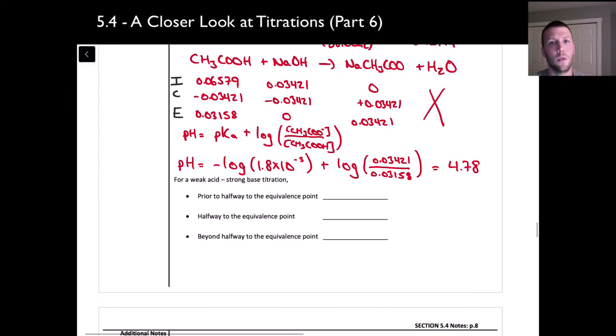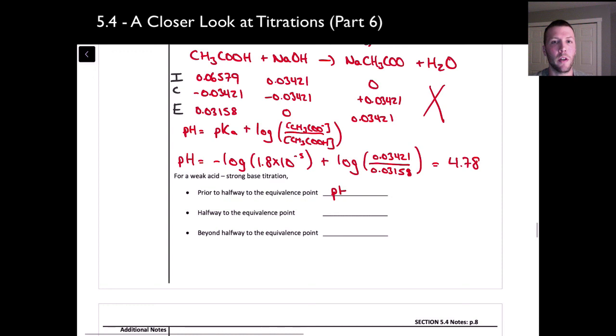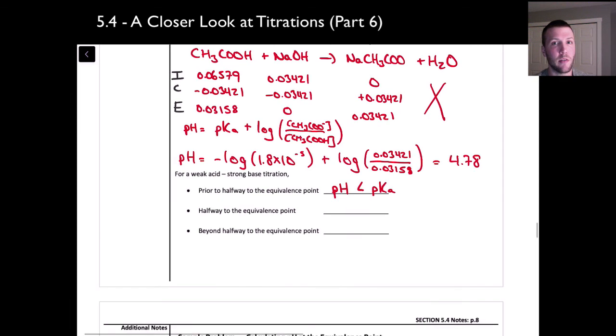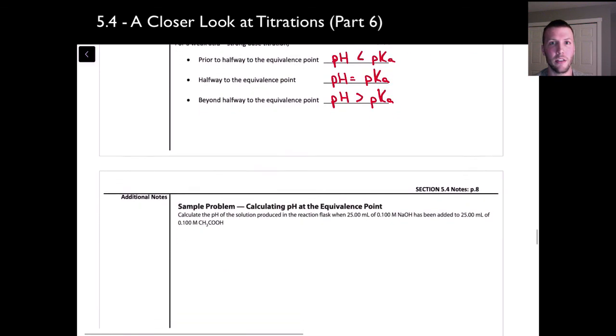So it's important to note some of the trends that are happening in this buffer region. So if we're before halfway to the equivalence point, my pH should be less than my pKa. If I'm at halfway to the equivalence point, then my pH is equal to the pKa. And if I'm beyond halfway to the equivalence point, then my pH should be greater than the pKa. And we can see that in these three problems as the ratios of the conjugate base and conjugate acid are changing.